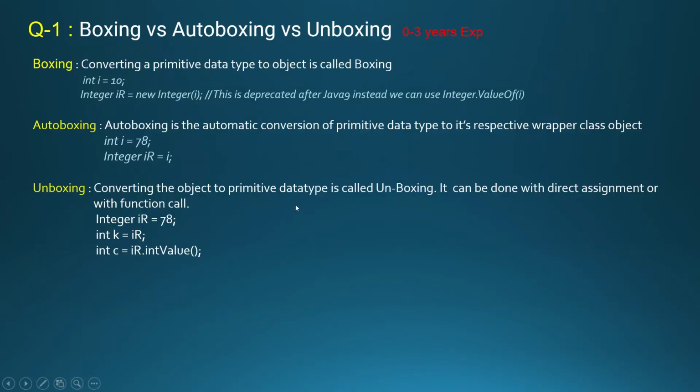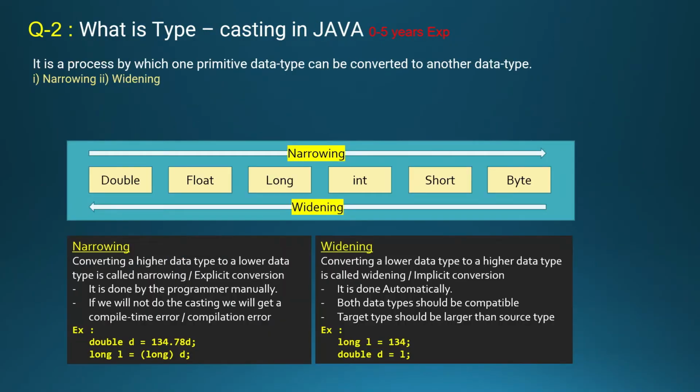Pretty simple. Okay, so the next question is typecasting. Typecasting is very essential for freshers and people who are working 0 to 3 years. Typecasting is something by which we convert a primitive data type to another primitive data type. There are two ways of doing typecasting: narrowing and widening. So how is it, let's see.